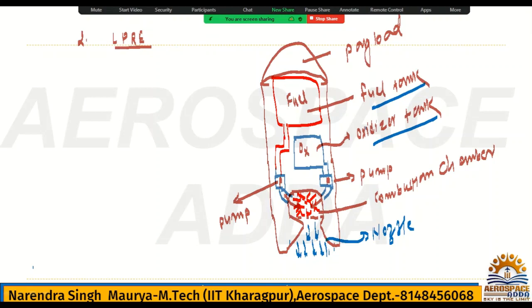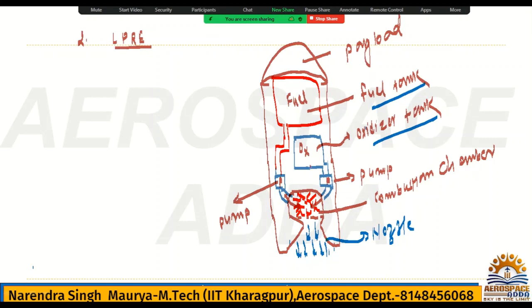So what are the best things about liquid propellants? Number one, LPRE can be reused. I told you that in the case of the SPRE, solid propellant rocket, once burning starts, you cannot stop it. But with LPRE you can switch on and off. You can start and stop with the help of the pump, or you can use a knob somewhere.